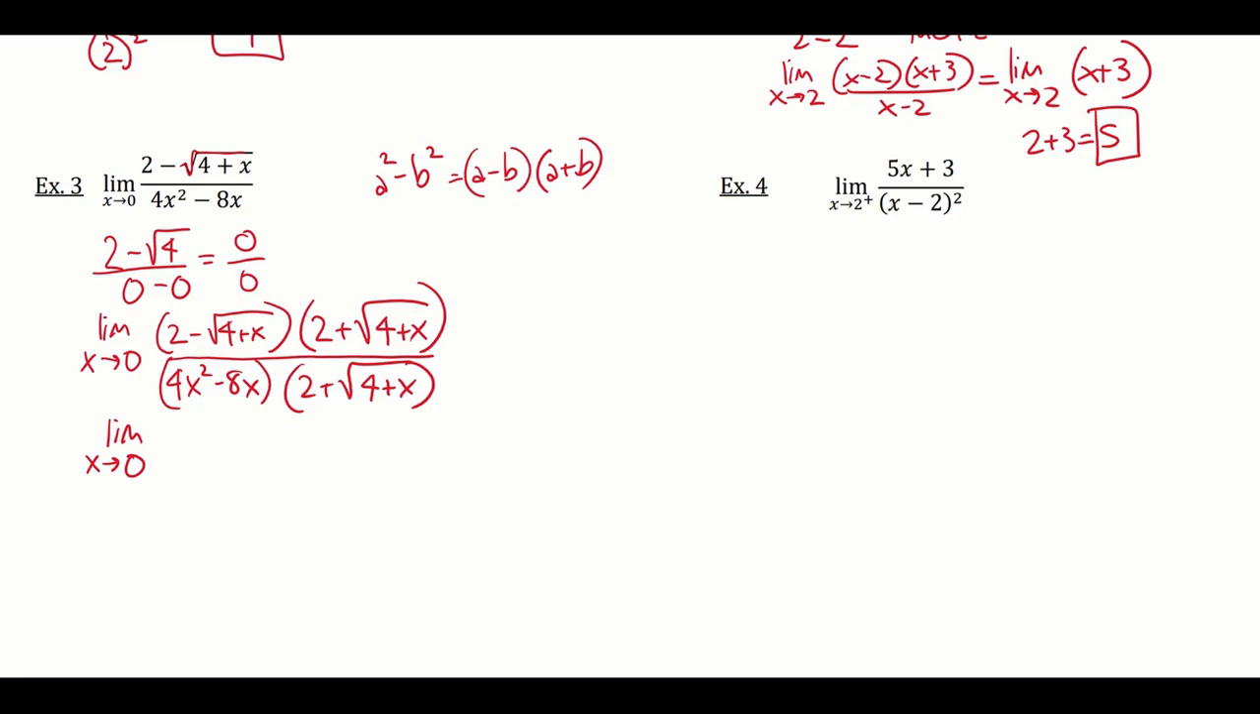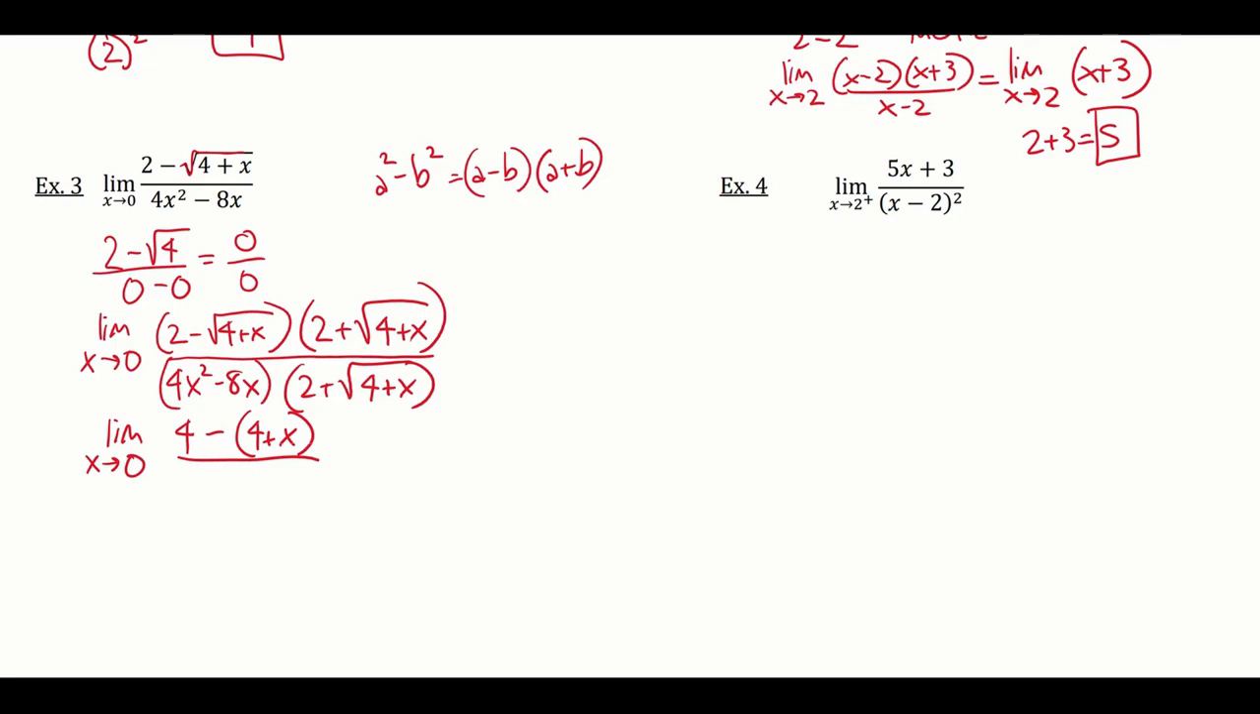And then this is a difference of squares, so it's going to be 2 times 2, which is 4. Minus, and then root 4 plus x times root 4 plus x is 4 plus x. Make sure you use parentheses, because that negative needs to apply to the whole radical.